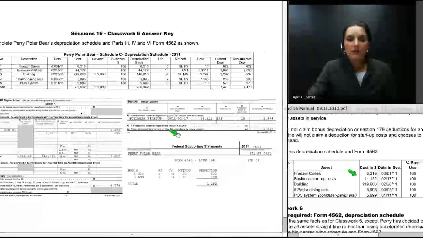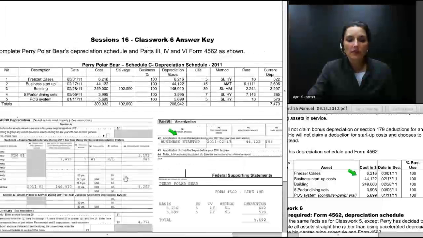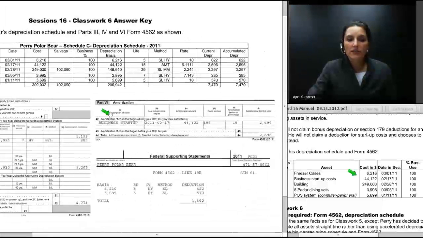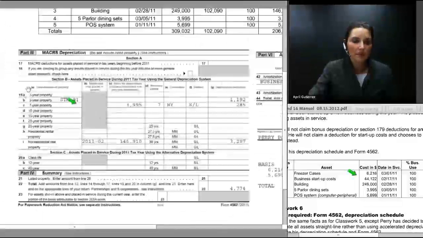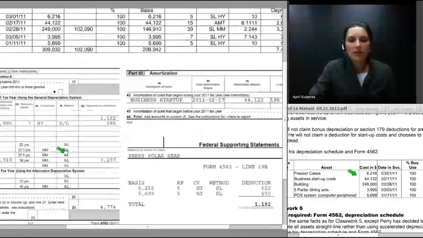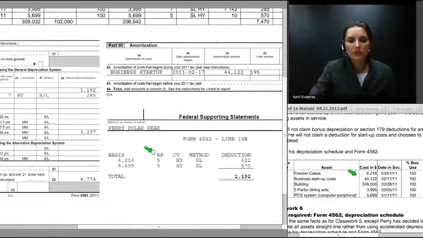Beginning with the review of the 4562 for the amortization, again, the entries in this section are the same as last time. We have business startup, the date placed in service, the amortizable amount, the section code, the life of the asset, which is 15 years, and the amortization deduction. Moving over to the 4562, on line 19A, we've said see statement number 1, and then in statement number 1, we list the two assets that had a recovery period of 5 years.